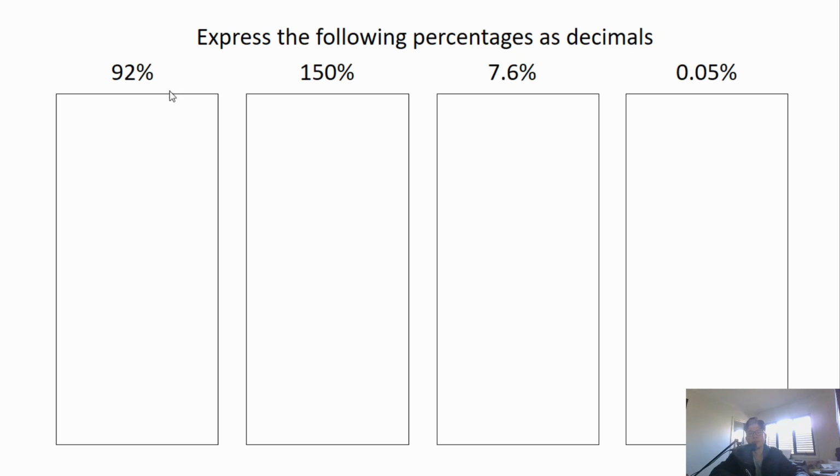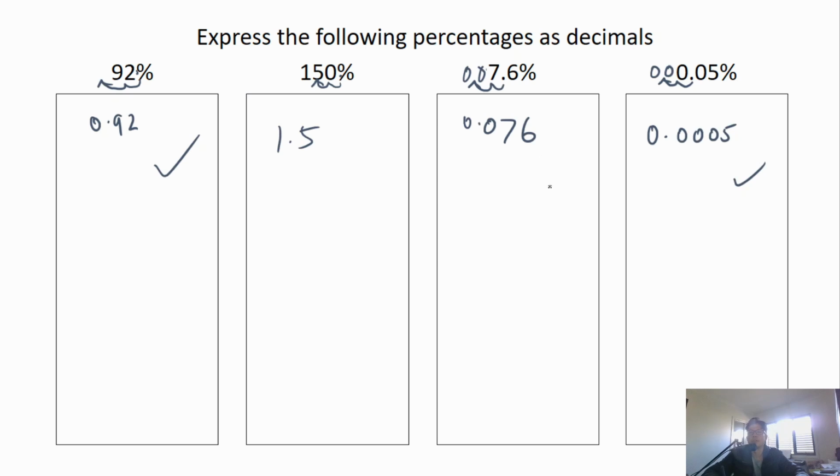Alright, so the first one, 92%, the decimal point is technically here. Move that down 2 spaces and you get 0.92. Give yourself a tick if you got that correct. We have 150% here. Move the decimal point 2 spaces to the left and we get 1.5. This one here, 7.6. Add some zeros at the front just so it's easier to visualize. Move that 2 spaces and you get 0.076. And you have 0.05 here, just add another 2 zeros. Move that 2 spaces and that will give you 0.0005. Give yourself a tick if you got these correct as well. If not and you have any questions, just feel free to ask me.